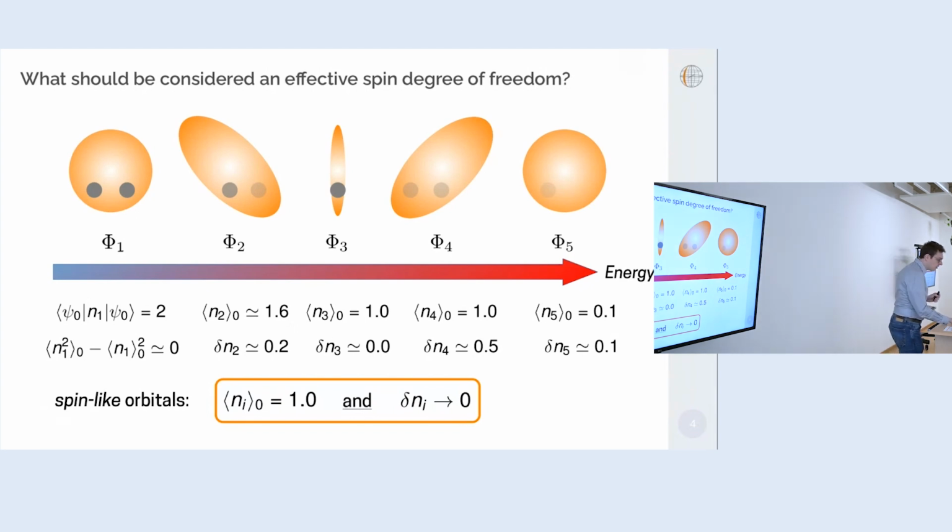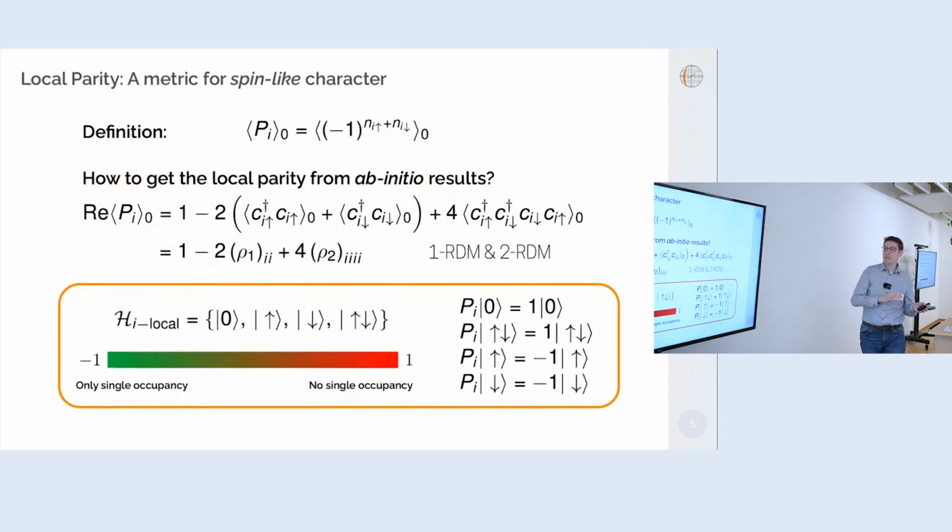That is why we turn to another metric that is not just the average occupation of the orbital, but the local parity. The local parity is very simply defined as (-1) to the power of the occupation with up electrons plus the occupation with down electrons, as an expectation value in the ground state.